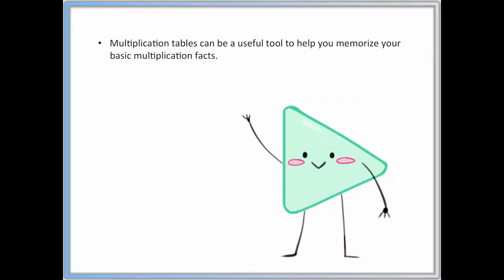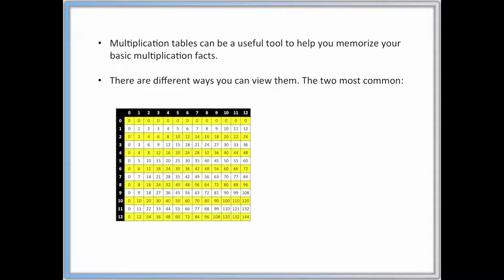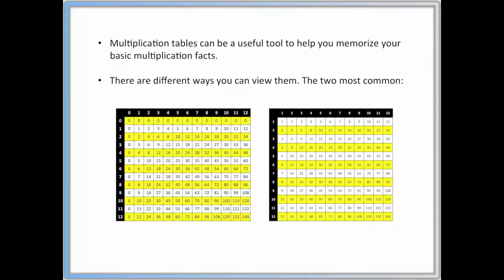If you're just starting out or need to review the basic multiplication facts, one tool is the multiplication table, which is also known as the times table. The two most common tables are the 0s to 12s facts and the 1s to 12s facts. You'll be shown these tables in a larger size later in the video.